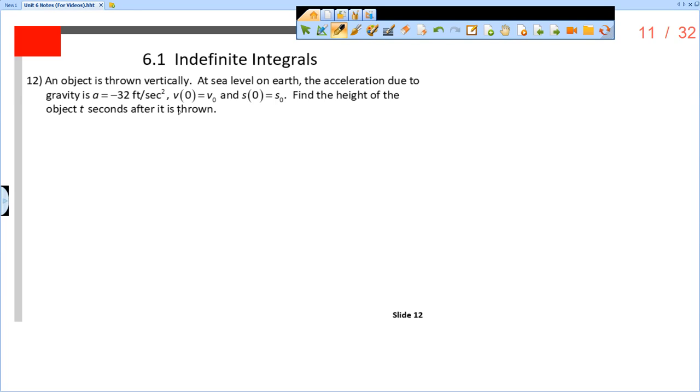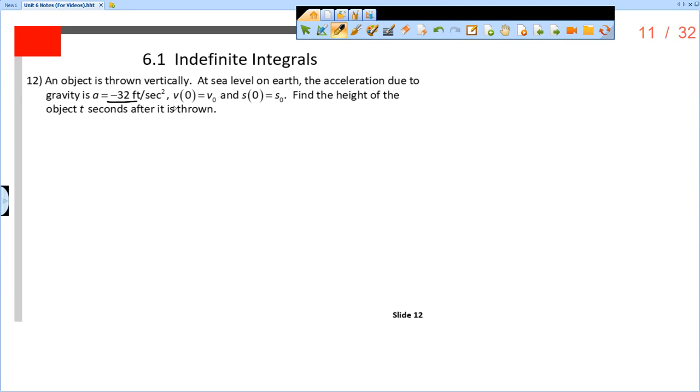All right, so an object is thrown vertically at sea level on Earth. The acceleration due to gravity is negative 32 feet per second squared. Now remember that is a constant near the surface of the Earth. So we're going to use this number every time we're talking about projectile motion on the surface of the Earth.